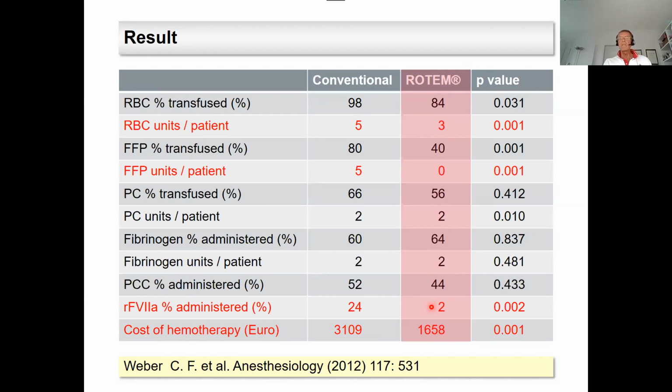Now, this is great. But then again, some say, well, but this is so expensive. ROTEM is expensive. No, this is wrong. ROTEM and the factor concentrate are not expensive. They cost about half of what the chemotherapy cost in the conventional arm. So it's super cheap. It costs half.